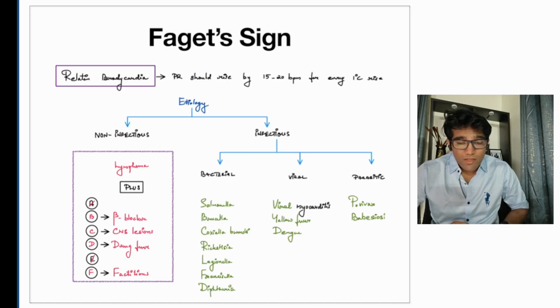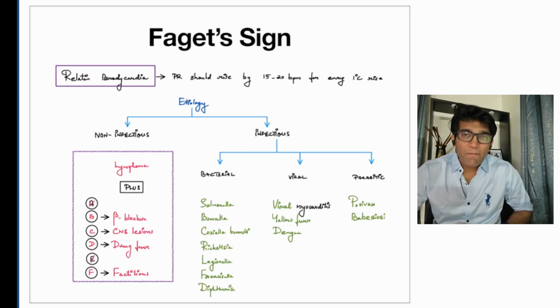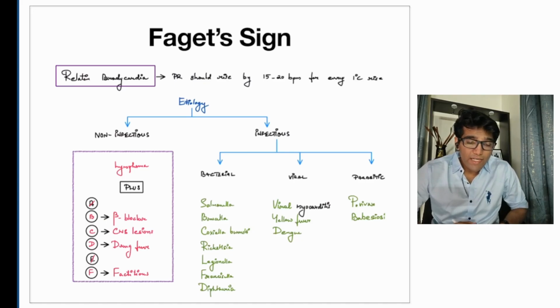Now, when does this happen? This usually happens when there is myocarditis or there is something that is decreasing the sympathetic tone. Myocardial infiltration by a lymphoma is a described cause. This is something that most people don't remember, so this is something that I would like you to remember.